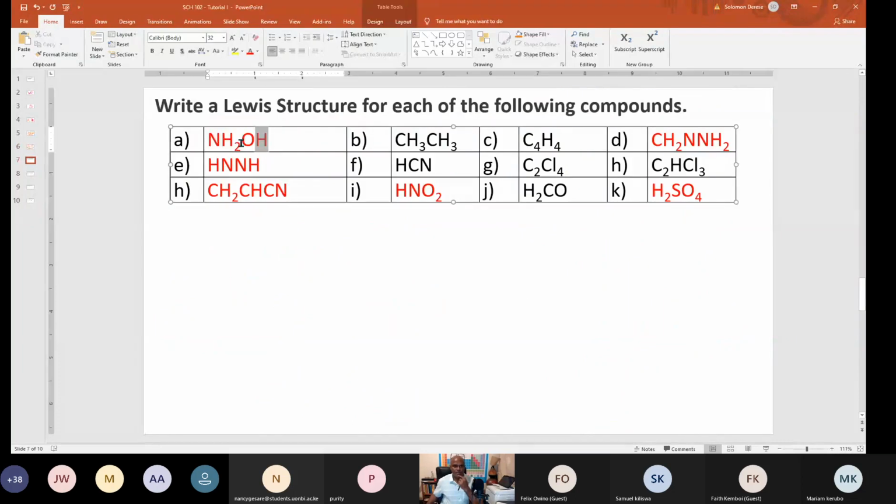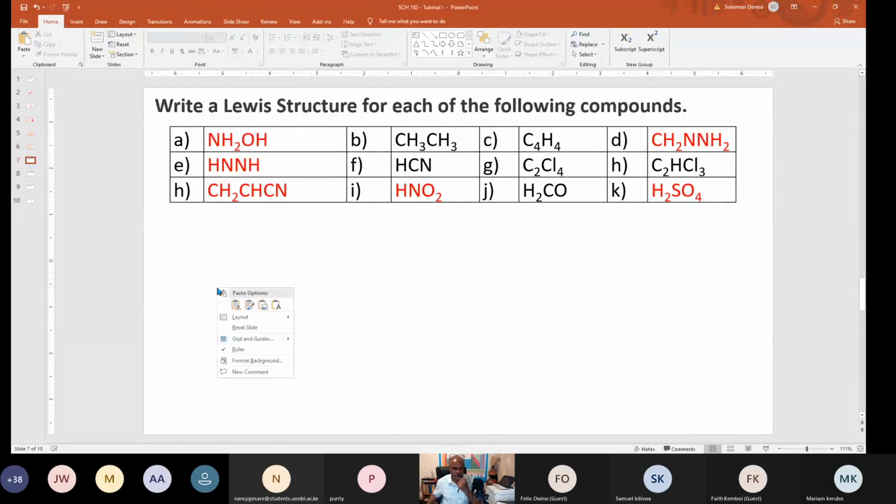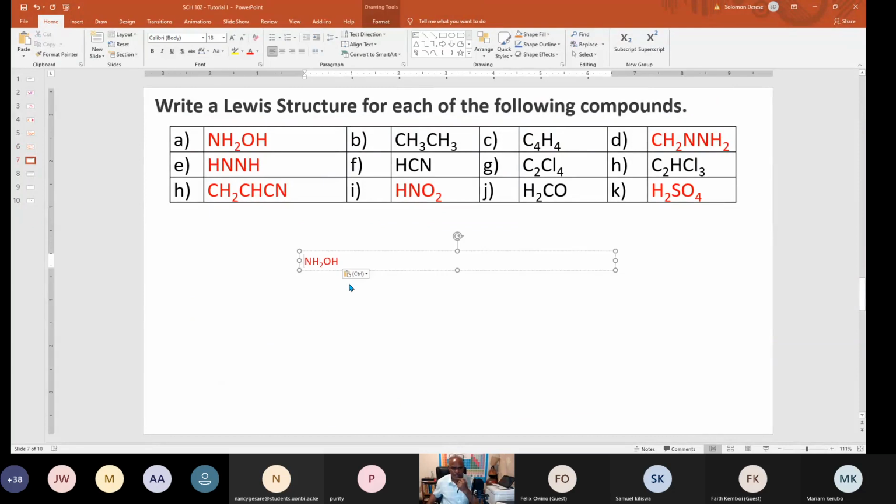So let me look at this Lewis structure, drawing of Lewis structure. So let me start first by looking at this.